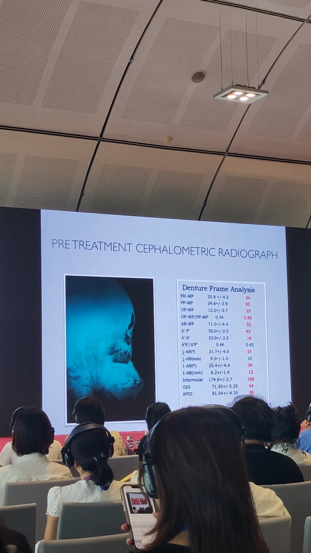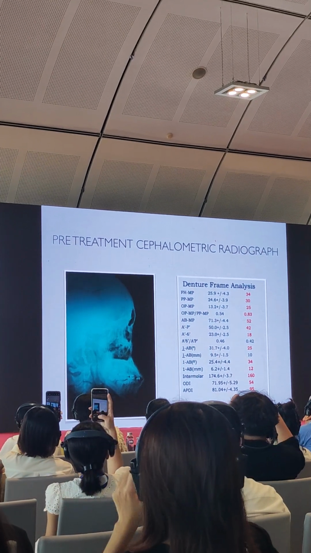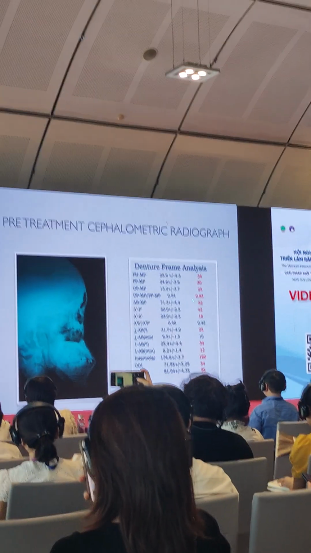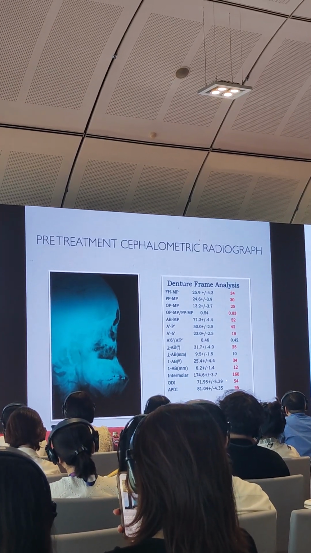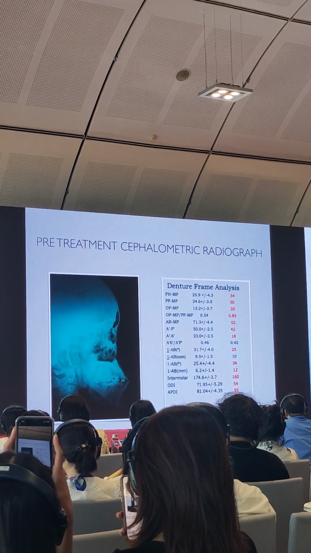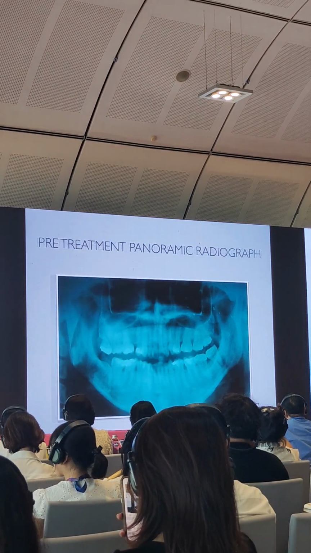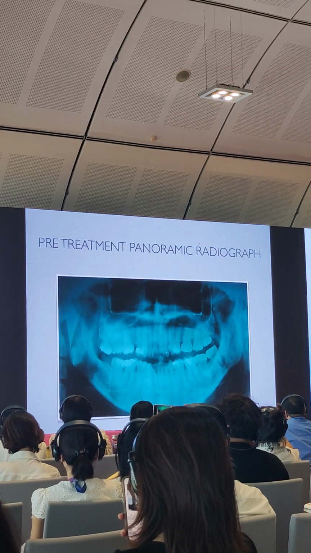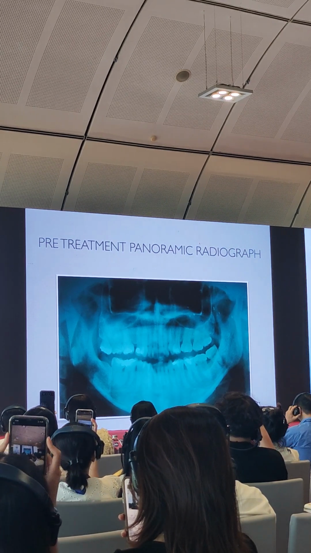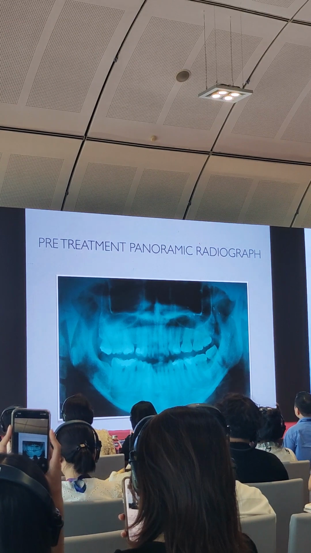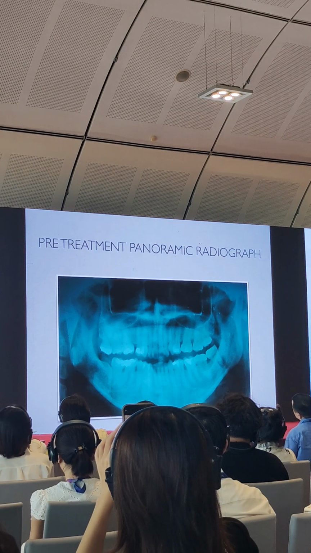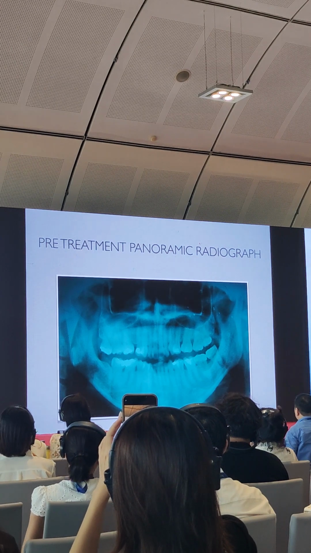So this is the cephalometric radiograph. Also very flat occlusal plane, open bite tendency, and class 3 skeletal pattern. This is the panoramic. She has missing third molars on this side, but the rest of the third molars are present. So our decision is to do level alignment. When she came, we did the level alignment.